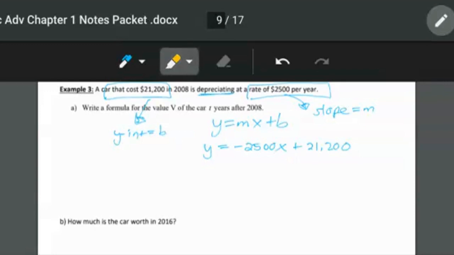They asked us for the value V of the car, T years after 2008. So think about which is which. What's our X, what's our Y? You could think about independent and dependent variables here. X is the independent, it influences the other variable. So I think T, the time in years, will be the independent variable. That's going to influence the value of the car. The longer you own the car, say the car is 10 years old, 20 years old, 30 years old, that's going to influence your value.